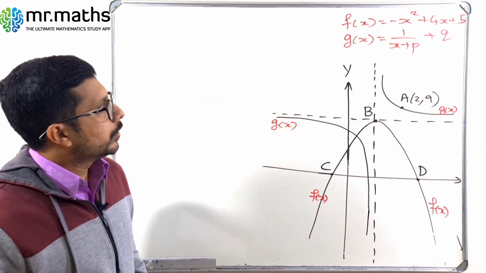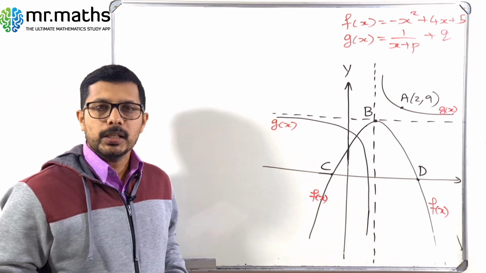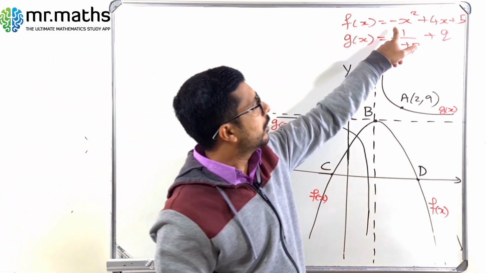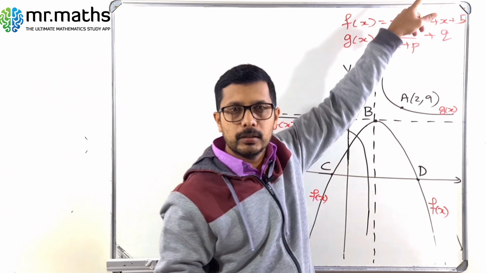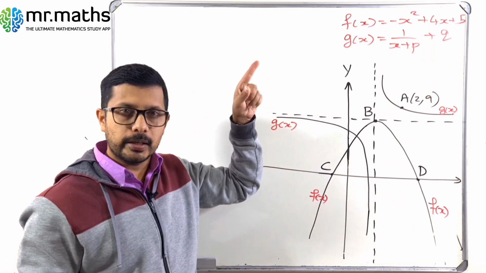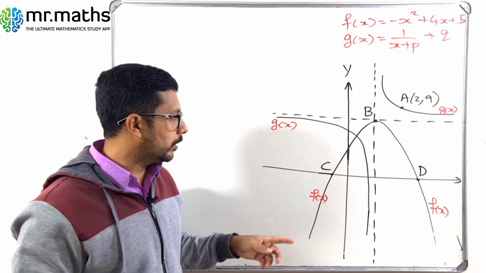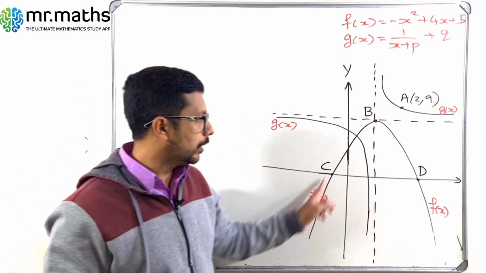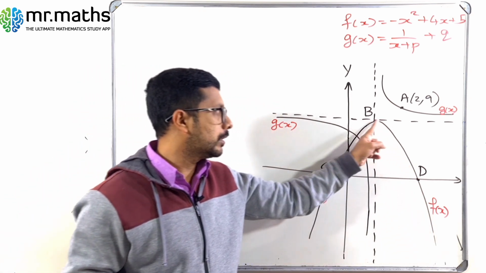So there are two graphs given. One is f of x. So f of x is equal to minus x square. It's a quadratic graph, am I right? X square means it's a quadratic graph. And what is the shape of the quadratic graph? It is a parabola, this one. This is f of x.